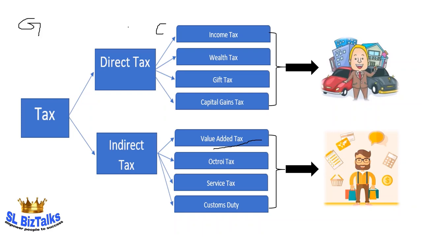Then there is an intermediary party called businesses. These businesses will collect VAT from consumers, then pay that to the government. That's why we call value-added tax an indirect tax. The final tax liability has to be borne by the consumers. Basically, these indirect taxes are charged on products and services.